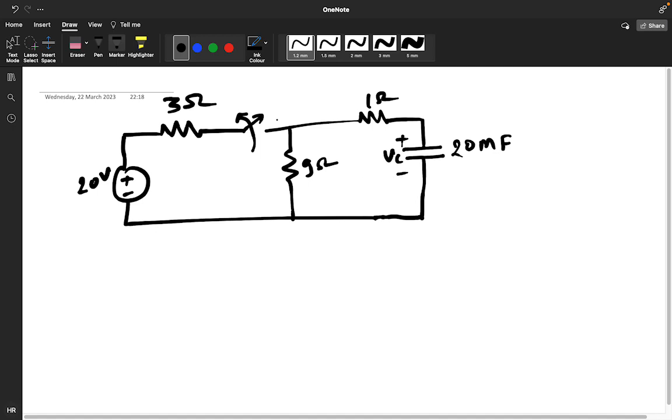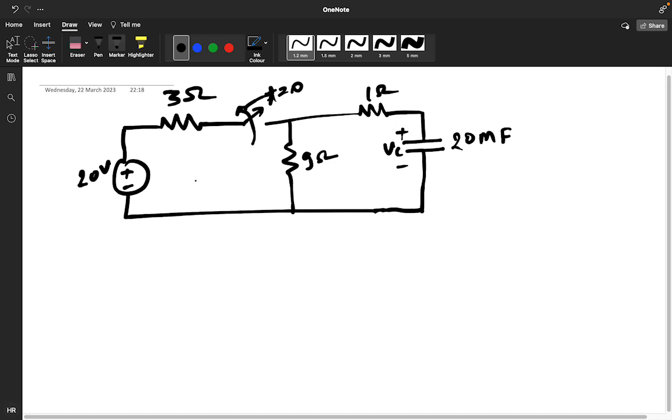Okay, and at t is equal to 0, your switch is getting changed. Earlier the switch was connected to this position, and at t is equal to 0, the supply is getting off. So in this question you need to find the value of VC of t for t greater than 0.